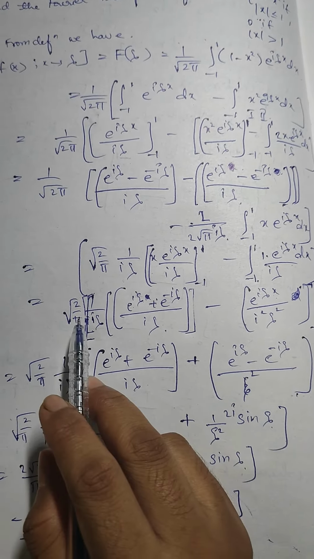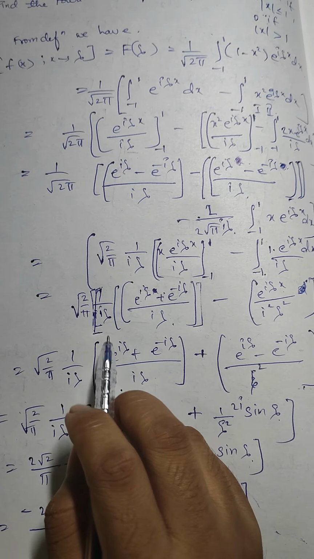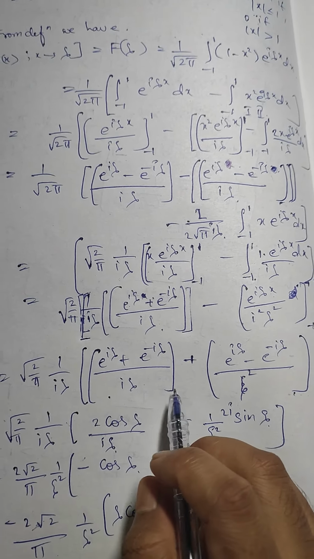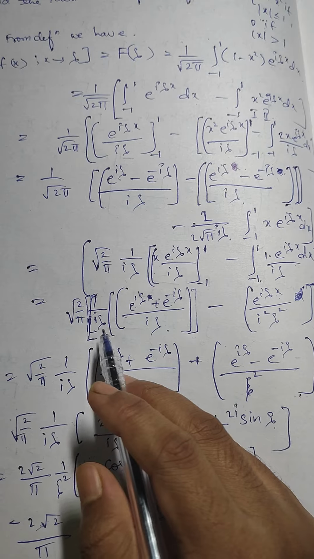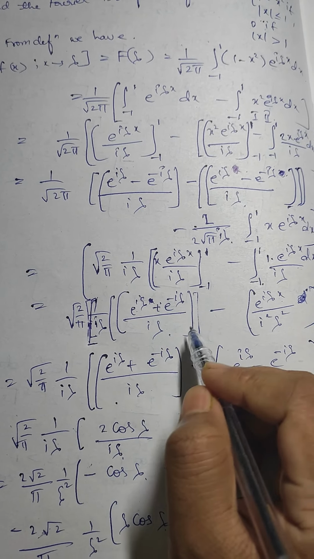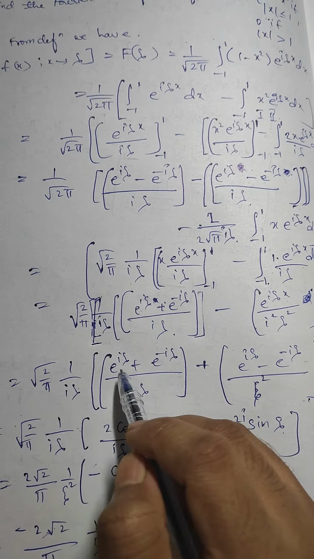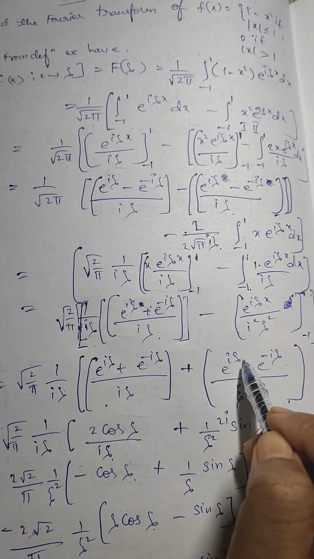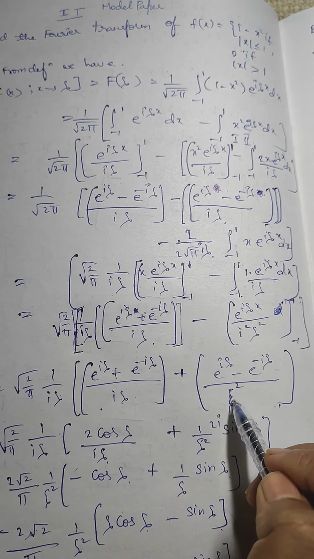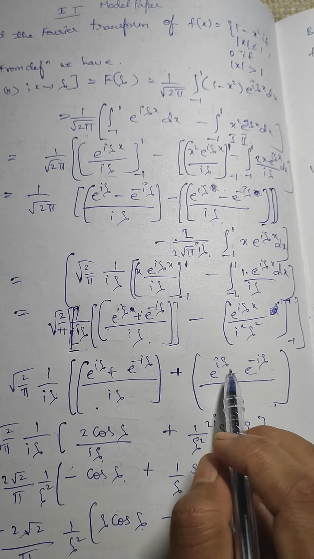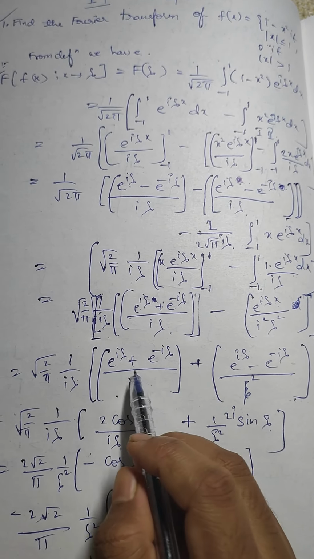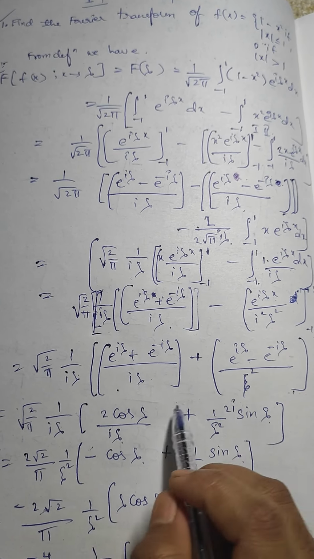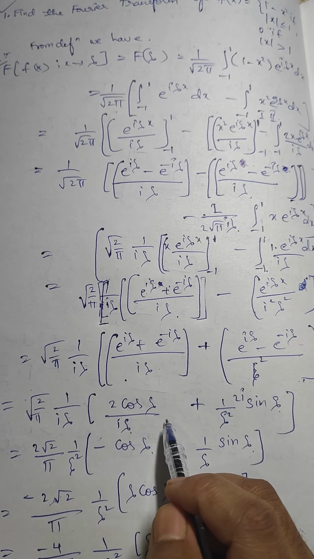So under root 2 by pi will be there and 1 by i xi will be outside: e power i xi plus e power minus i xi divided by i xi plus e power i xi minus of e power minus i xi divided by xi square. On substituting the value of x, here we'll get this. So now as you can see, you will be able to relate this with 2 cos xi and this with 2i sin xi. So substituting the value and just taking 2 outside.